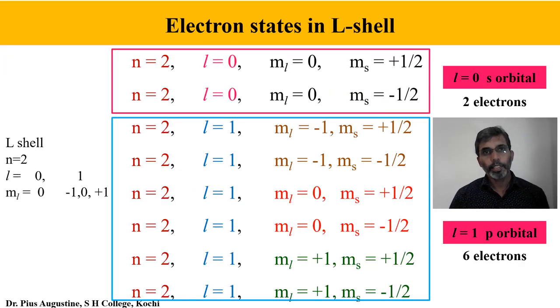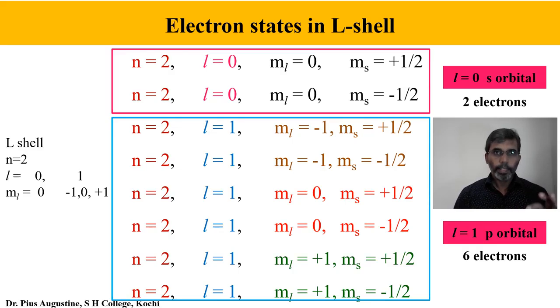Now we will elaborate Pauli's exclusion principle to calculate the number of electron states in other shells as well. In this slide, L shell is shown. For L shell, principal quantum number n is equal to 2. The corresponding orbital quantum number l can take values from 0 to n minus 1. So l can have values 0 and 1. l is equal to 0, we call it s subshell, and l is equal to 1, we call it p subshell.